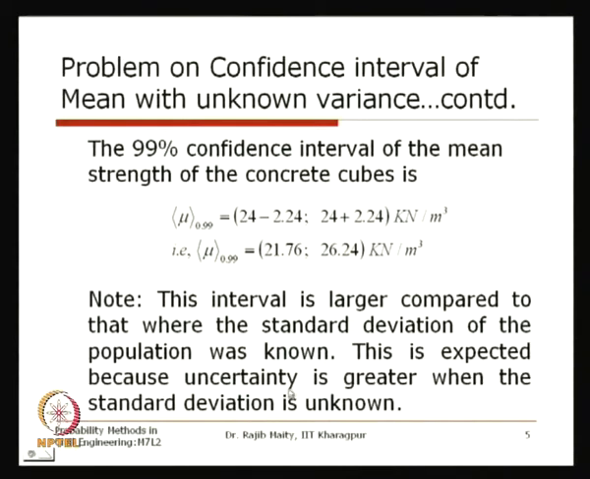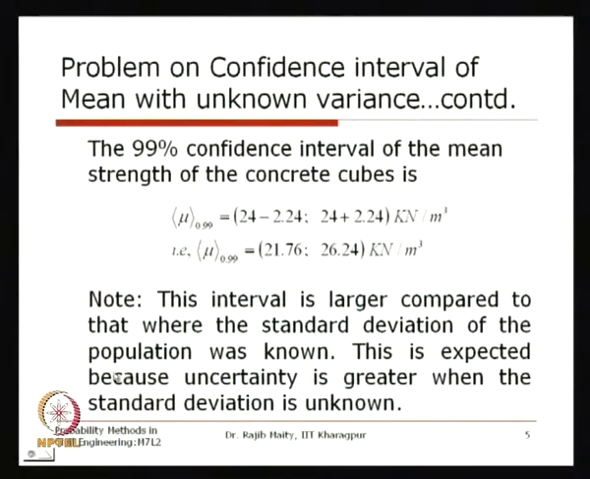This is expected because the uncertainty is greater when the standard deviation is unknown. This was also mentioned in the last class when we were talking about the large sample and the small sample. If the sample size is small, your confidence to infer something will be lower. As this is lower, you have to specify a wider interval to declare that, at this confidence level, the actual value of this parameter can be captured.